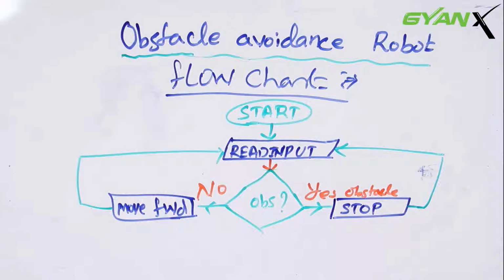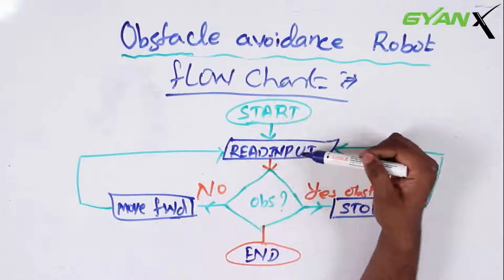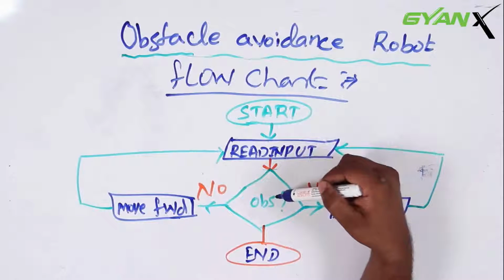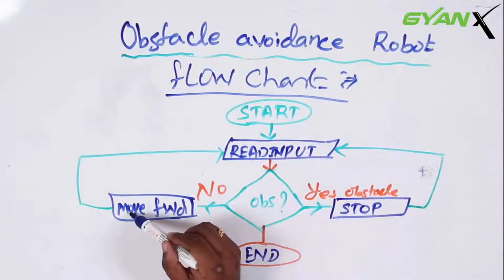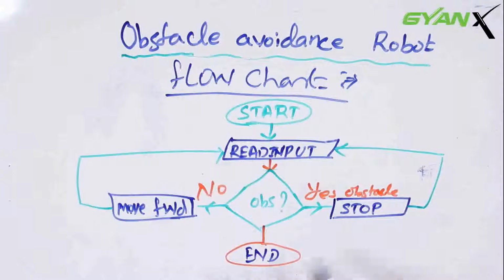The basic closure of the flowchart is your end. So we start the project here. Start, read input, then check for obstacle, step 3. If yes obstacle, stop the robot and go to read input. If no obstacle, move forward and go to read input. So it will be never ending: whether the obstacle is there or not, you go to read input and come to the end.